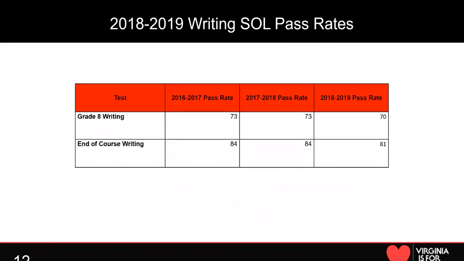We see, again, speaking quantitatively, that over the last 3 years, we have seen a drop of 3 points on that 8th grade writing test. You'll see going from a pass rate of 73 to 70 in 2018-2019. We do see a 3-point decline in end of course writing as well, but that's hard to compare apples and oranges on because of the implementation of the local verified credit plan for writing that some divisions have opted to use.